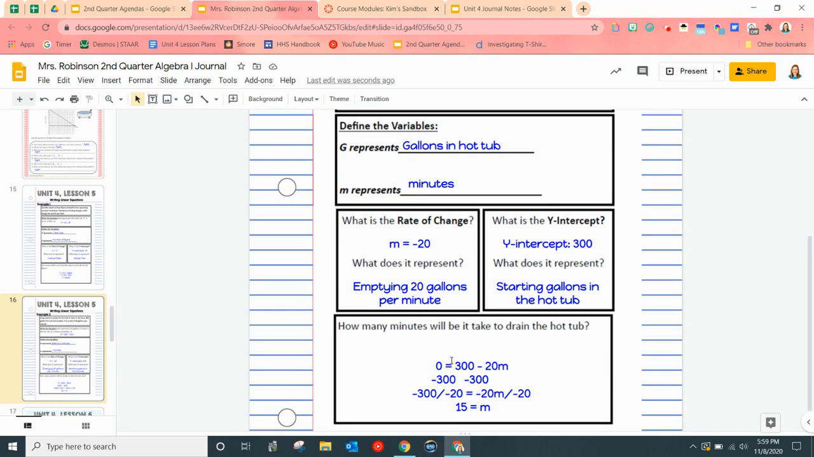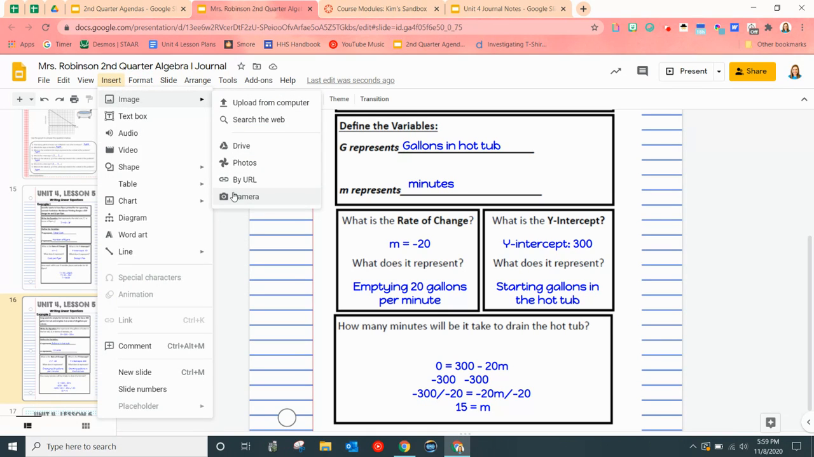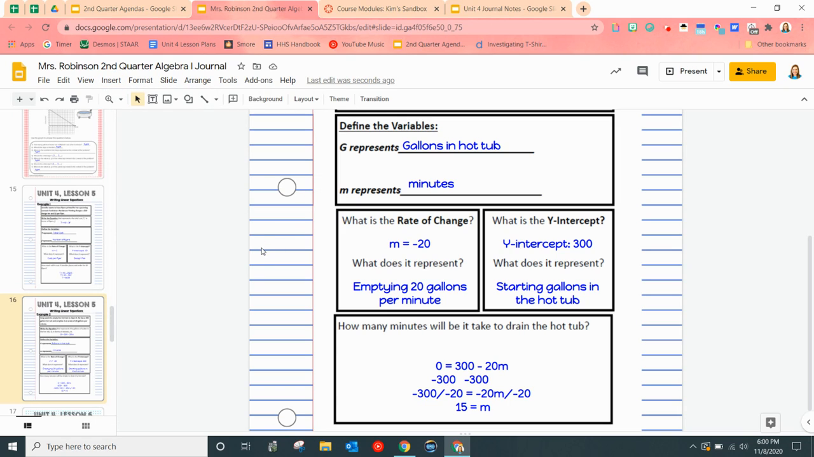So now normally I would draw my line and this would be a little bit simpler, but hopefully me walking through the steps helped. And if you want to type this in, you can, or if you want to write it on your notebook paper and then insert, go to insert image, camera, you could do that and insert a picture of your work there. But make sure you have your answer at least here, 15 minutes, and know how we got the answer.